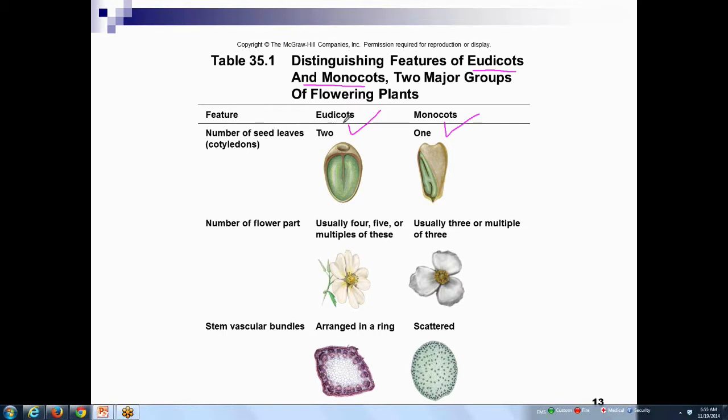So if you're a dicotyledon, that means you have 2 cotyledons, which are seed leaves. So there's 1, there's 2. In the dicot there's 2, and there's only 1 in the monocot.